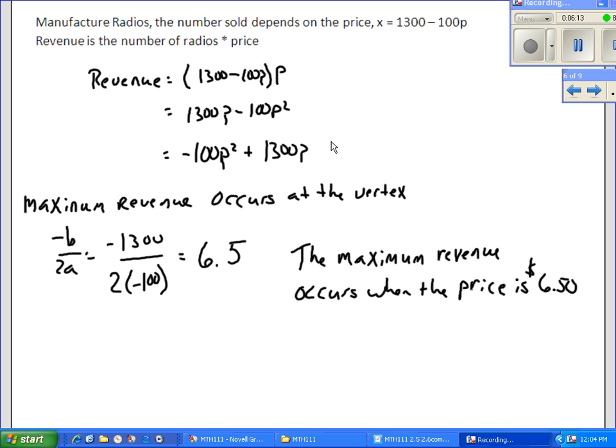And I went ahead and rewrote it so it was in standard form with the p squared term first followed by the p. In this case, c is 0. So the maximum revenue occurs at the vertex, negative b over 2a. Do the calculation, 6.5. I failed to put any units into this problem, so I'll just assume the maximum revenue occurs when the price is $6.50.